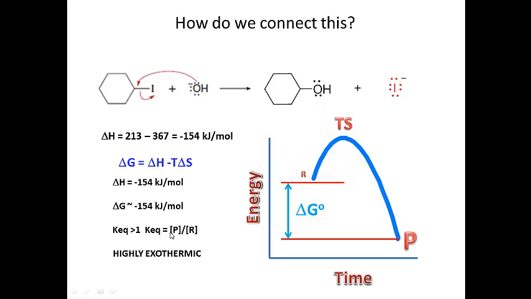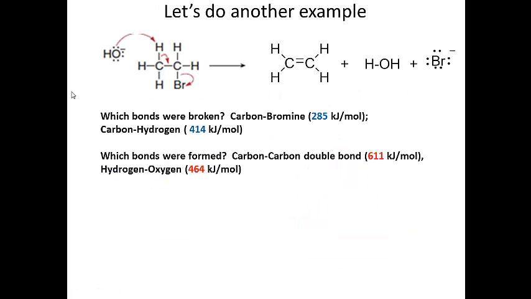We also know that Keq is greater than 1, because the way you calculate Keq is products over reactants. And so if the reactants are really small and the products are large, then when you divide those two numbers, you should get a number that's greater than 1 for Keq. All these things point to the fact that this is a highly exothermic reaction. So let's do another example.